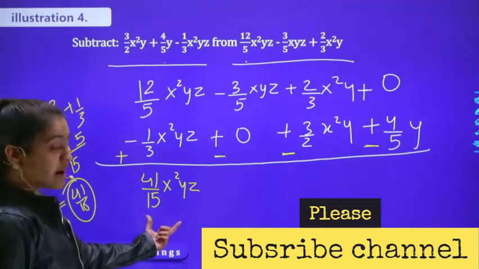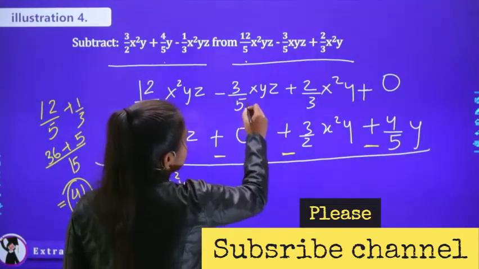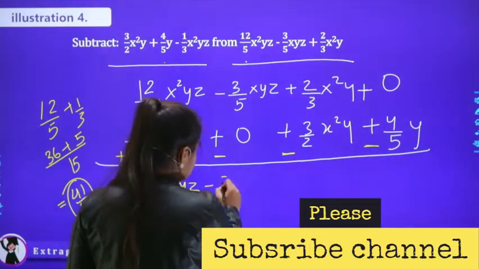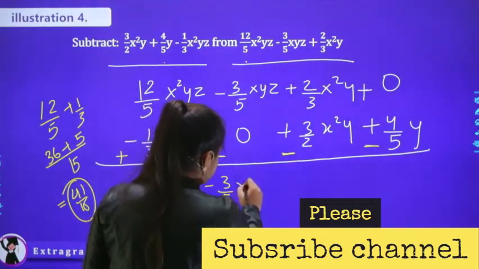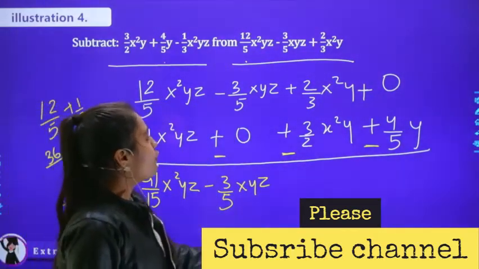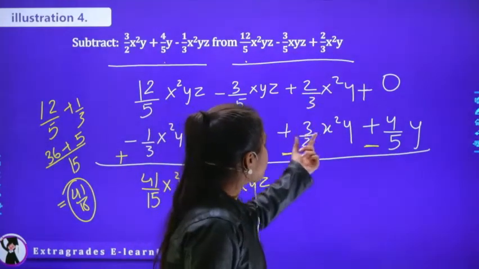Plus, now this is minus 3 upon 5 x y z minus of 0. This means minus 3 upon 5 x y z. Completed. Now we have third row, third column, 2 upon 3 minus 3 upon 2.